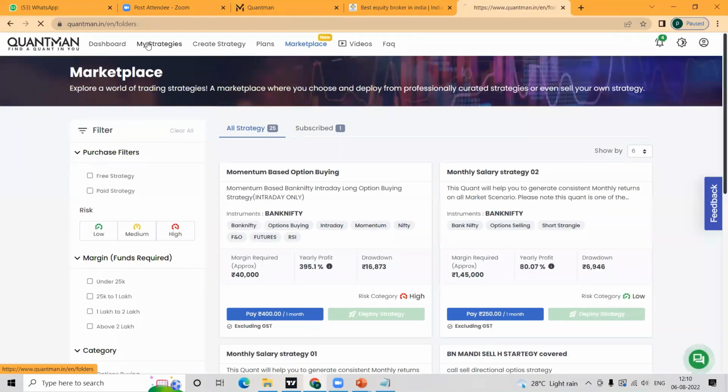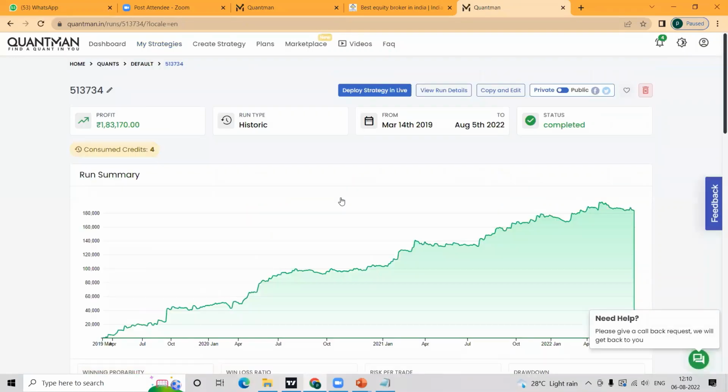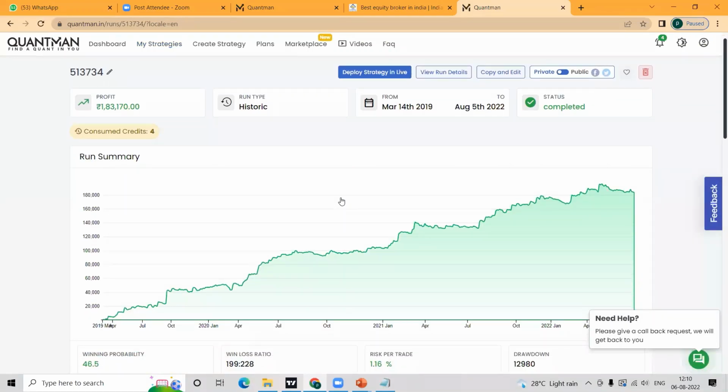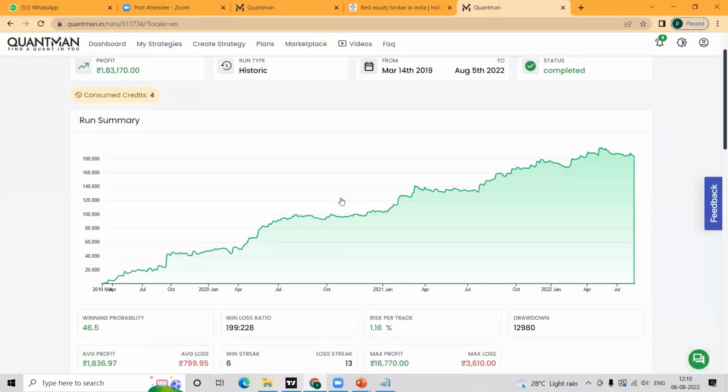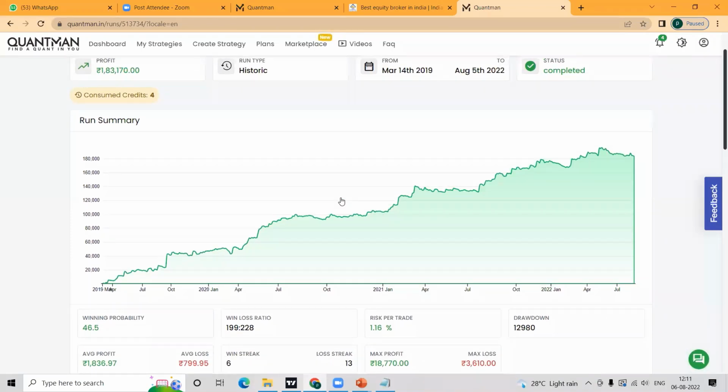Okay, now I think the results would have come. Yeah, this is the results. So 1,83,000 rupees we got. If you deduct the brokerage and so on, you would end up at least with 1,70,000. Can you see that it is being recorded only for 10,000 rupees? Maximum drawdown is 12,000 rupees.